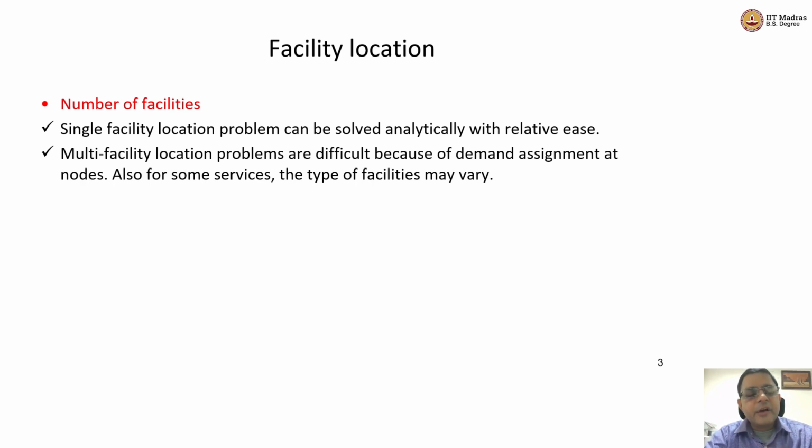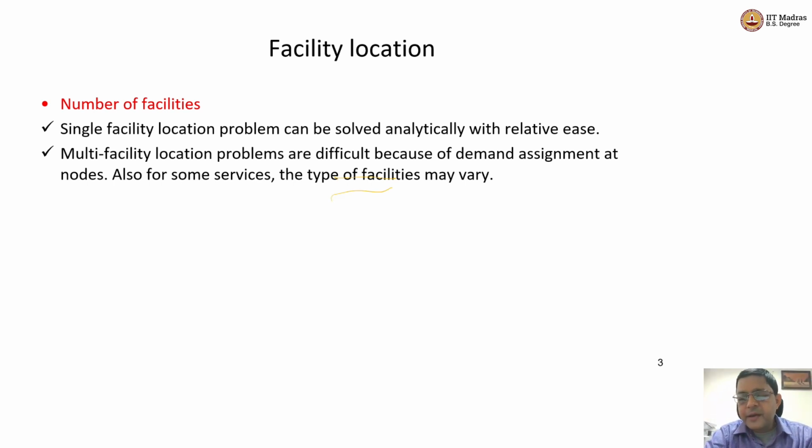Not only because the number of facilities may not be known, right? You tell me, should I have 3 facilities, should I have 4 facilities? So I won't even know whether I am trying to solve a 4 facility location problem or a 5 facility location problem, because the mathematical model should tell us how many facilities I should have. And the other complication is the type of facilities. The type of facilities may also vary.